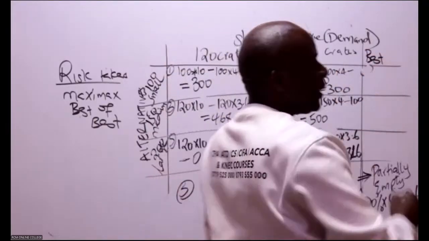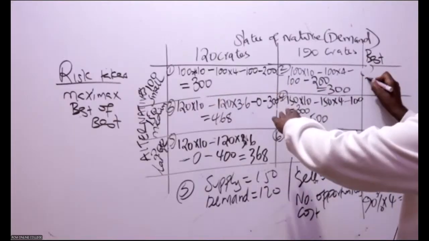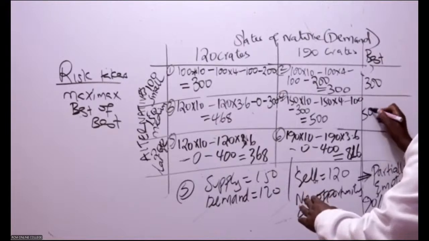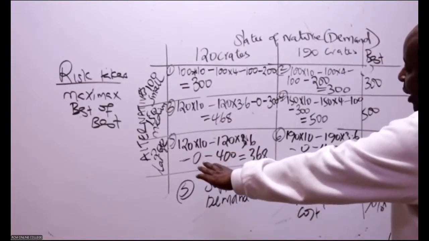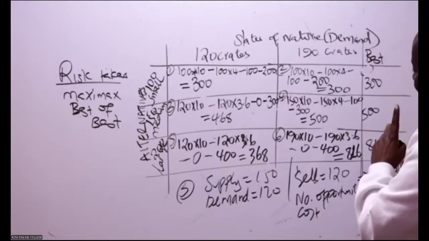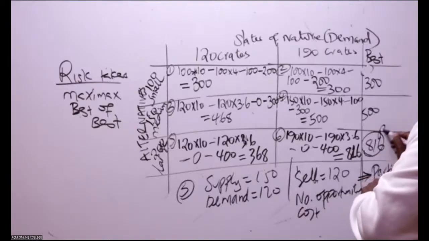So the very best, what do you have here? The very best profit for small is 300. The best profit here for medium is 500. And then the best for large is 816. Amongst the best, you only select one. Maximum of maximums, 816. This is the best of the best.